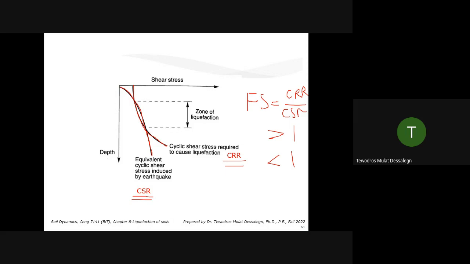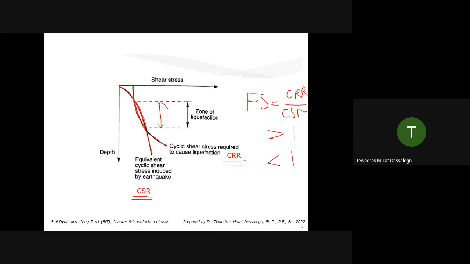So see this chart. At some depths, the resistance of the soil is less than the stress caused by seismic. See this region. This is larger, right? The shear stress by seismic is larger than the shear capacity of the soil. So in this area, what do we expect? Liquefaction.